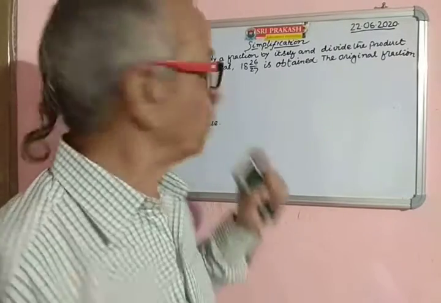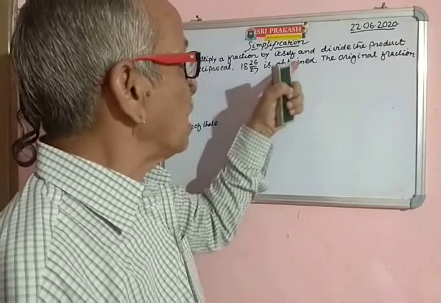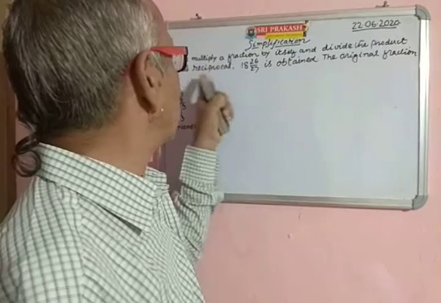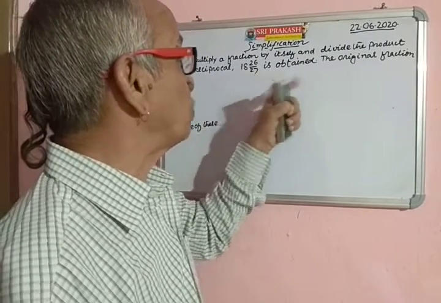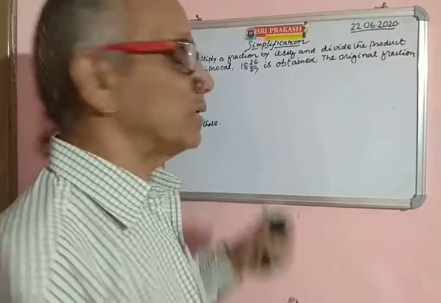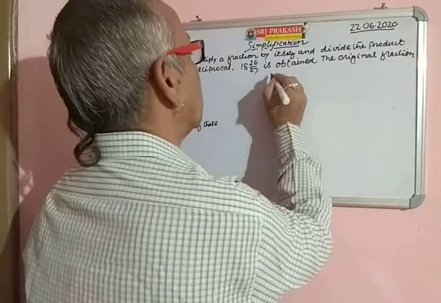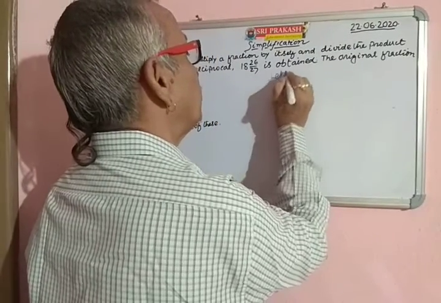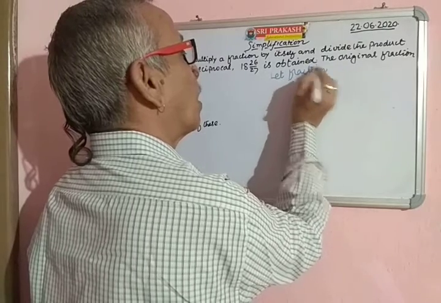Let us read again. If we multiply a fraction by itself and divide the product by its reciprocal, 18 26 by 27 is obtained. The original fraction is what? So, first of all, let us take the fraction be x.